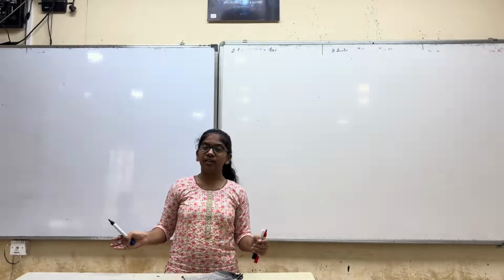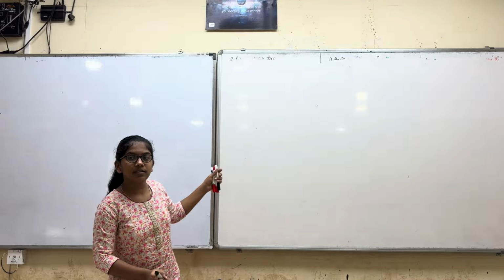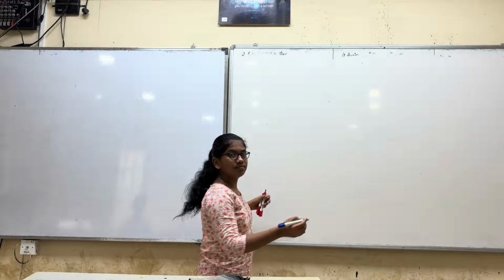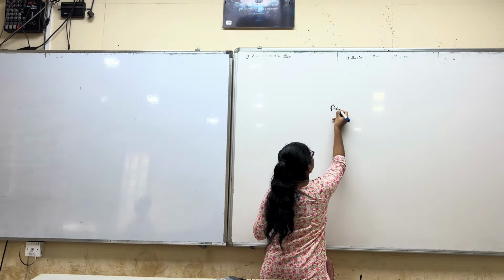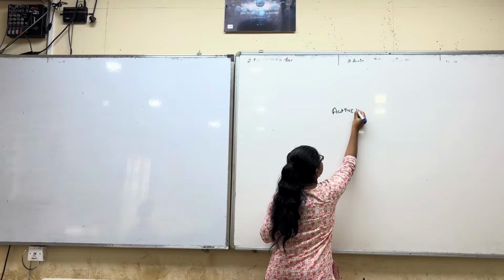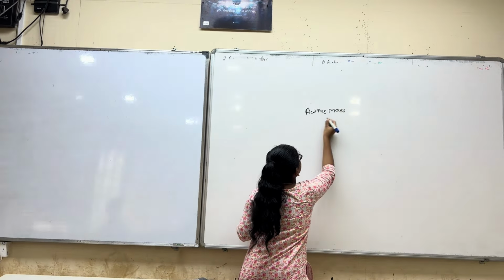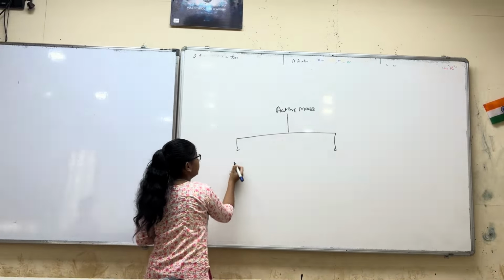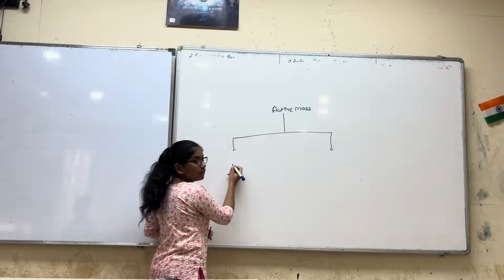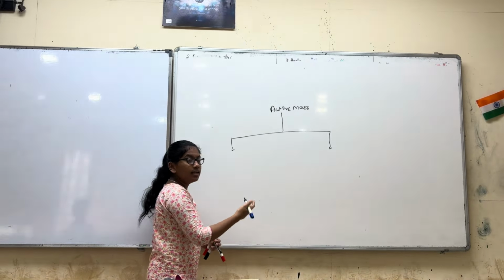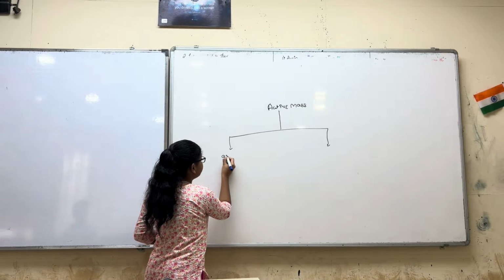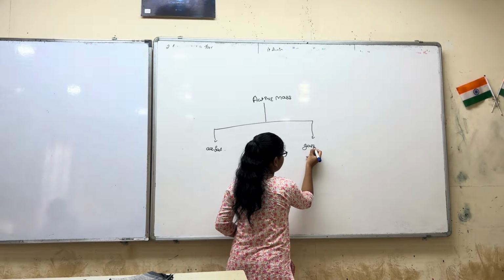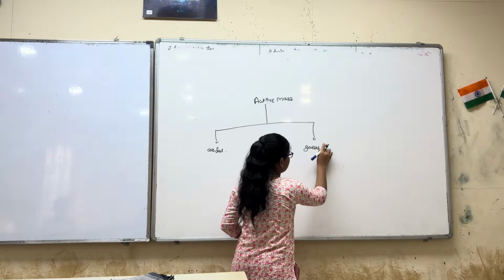These are important points of equilibrium. Next we study about active mass. There are two types of active mass. One is aqueous, another one is gases. It takes place in aqueous solution. It takes place in gaseous mixture.